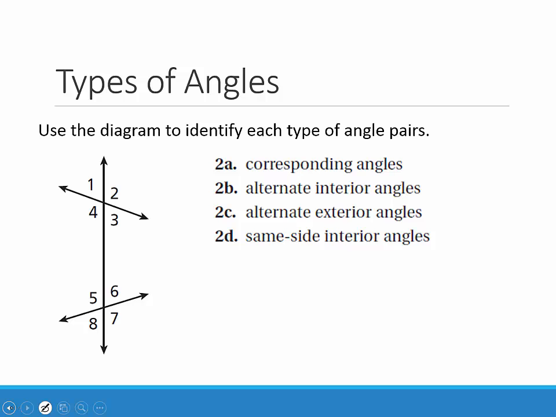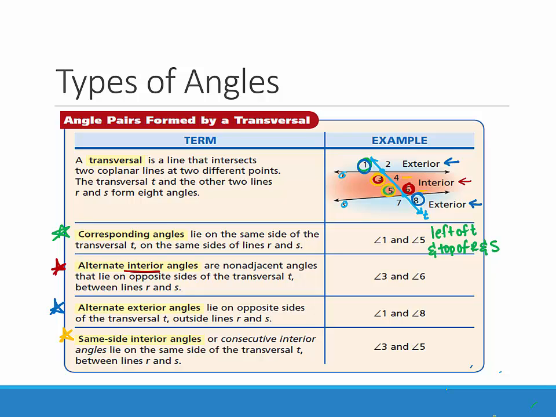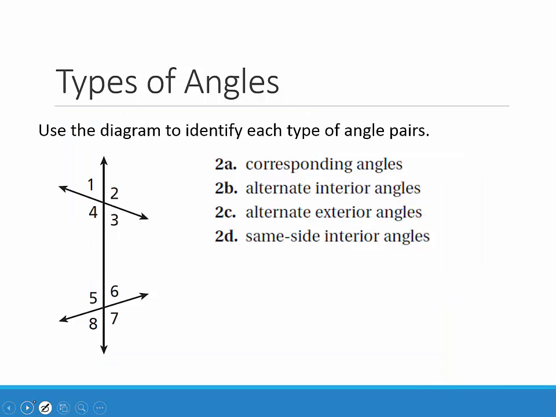Corresponding angles. Remember, those are the ones that lie on the same side of the transversal on the same side of lines R and S. So let's say we look at the left side of the transversal. This is on the top of this line that cuts through, and so is this. So angle 1 and angle 5. We also could have said like angle 4 and angle 8. They're on the same side, and they're both below our two lines.